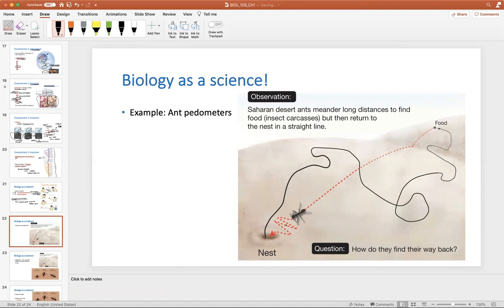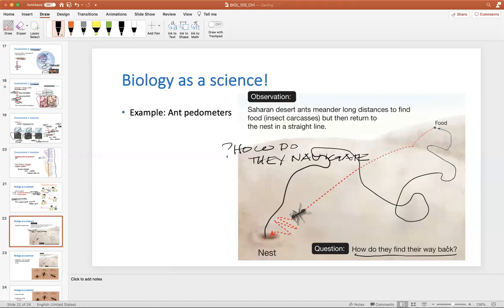So that's a really interesting observation, right? That may not be what you would expect. Like if they're out and they're just wandering around, find food. Personally, I would have guessed that they would just retrace their steps to get home, but no, they take the shortest, most direct path home. So that's our observation. Your question might be, how do they navigate? Okay, that's a good question. How do they do that? How do they manage to find their way home? Okay, so, or how do they find their way back?